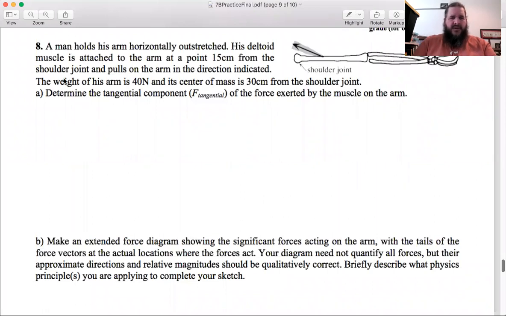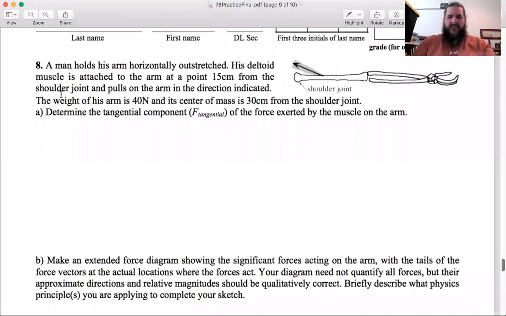All right, this one is problem number 8 from that practice final on math.ncheese.org. Here we've got this outstretched arm and deltoid muscle attached 15 centimeters from the joint and pulling in this direction. We know the weight of the arm. We know where its center of mass is. We're trying to find the tangential component of the force from the muscle. So let's try drawing out a free body diagram there.